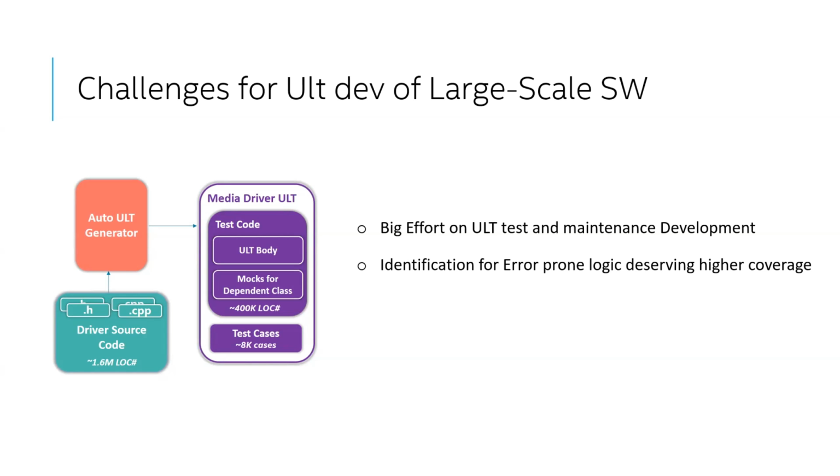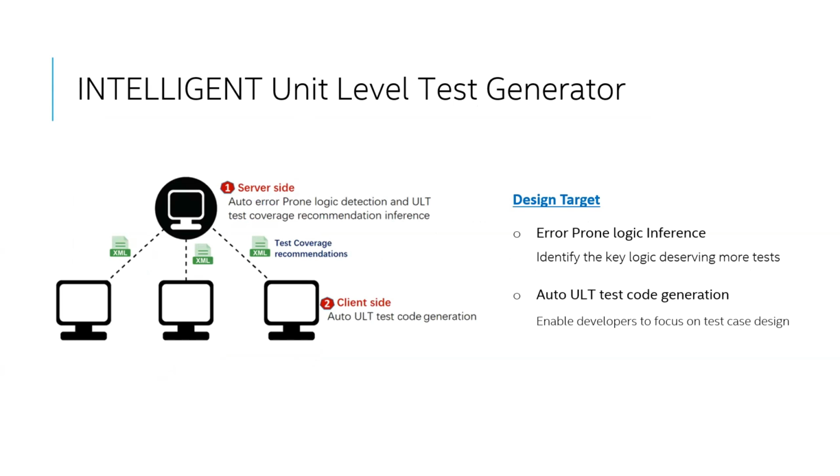So that's the motivation for our intelligent ULT generator system design. We have 2 design targets. First one is error-prone logic inference. We want to use one system to automatically identify the key logic deserving more tests. Second design target is the auto ULT test code generation. This can greatly reduce the effort on the development side. It can help the developer to auto-generate the ULT test code and focus on the test case design. I think this is the essence of our ULT development. We always want our developers to focus on quality assurance based on test case design, instead of spending most of their time developing redundant test code.